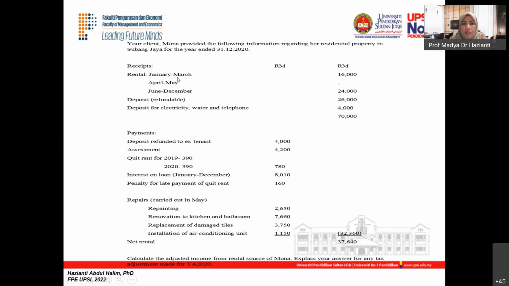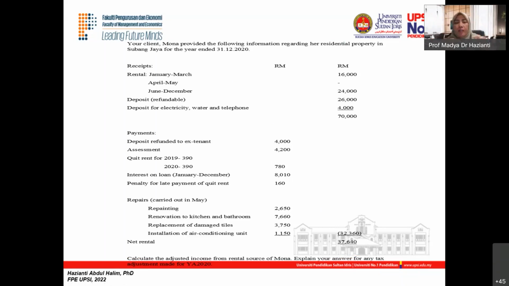Okay, so dia dapat rental untuk January, March 16,000. April, May tak dapat. June sampai December dapat lagi 24,000. Deposit refundable 26,000. Deposit electricity 4,000. Okay, ini payment dia. Dia bayar balik, dia refund deposit dekat ex-tenant, assessment, quit rent 2019 and 2020. Interest on loan, penalty for late payment of quit rent and repairs carried out in May. Repainting, renovation, replacement, damage tile, installation of air conditioning unit. Net rental dia 37,640.